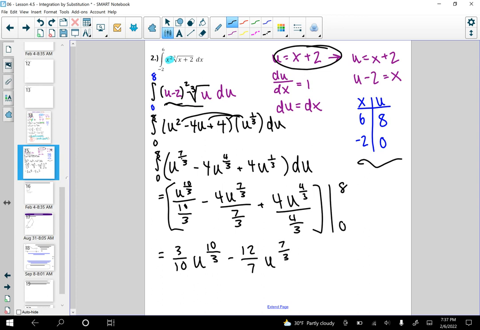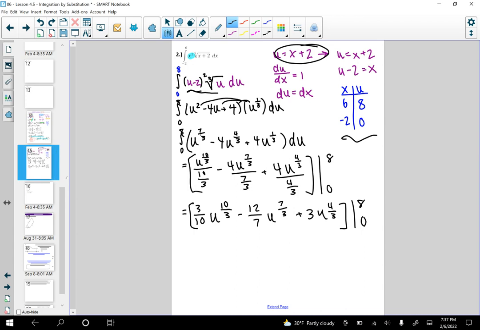Okay, now I'm just doing that 4 divided by 7/3 is the same as 12/7. 4 divided by 4/3 is the same as 3. Okay. So all we have to really do here is plug in 8 because obviously everything contains a u. So when I plug in 0, I'm going to get 0. So I'll just quickly show my work for that. 3/10, 8 to the 10 thirds, minus 12/7, 8 to the 7 thirds.